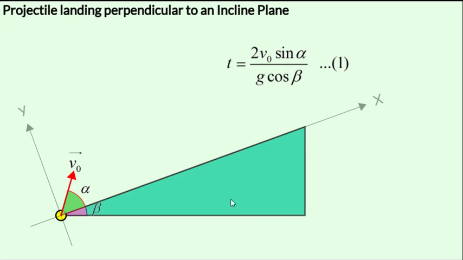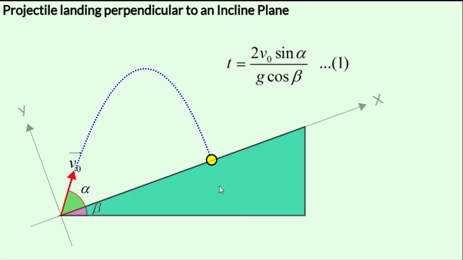A projectile is launched with a speed of v0 at an angle of alpha with respect to the incline. The angle of the incline is beta. The projectile lands on the incline in such a way that at the instant that the projectile strikes the incline, its velocity is perpendicular to the plane of the incline. So this path is at right angles to the plane of the incline.